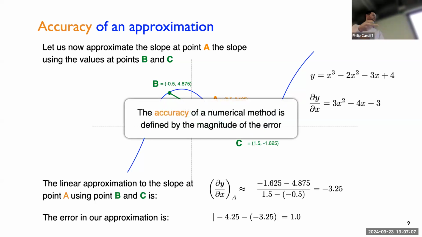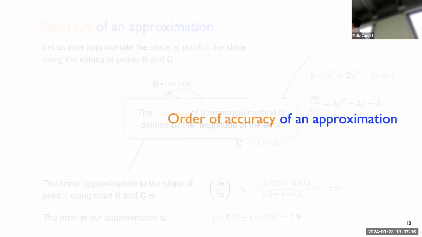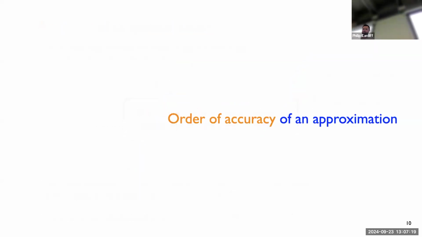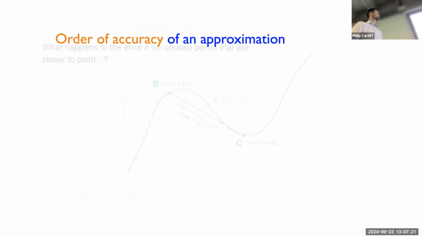So the accuracy of a numerical method is defined just by the magnitude of the error. It's just the error. So a method that's more accurate just has a smaller error by definition. The order of accuracy is a different thing. It's not about the magnitude of the error.